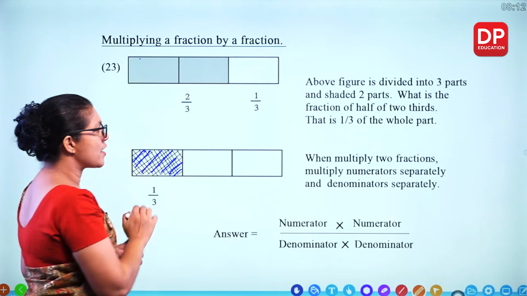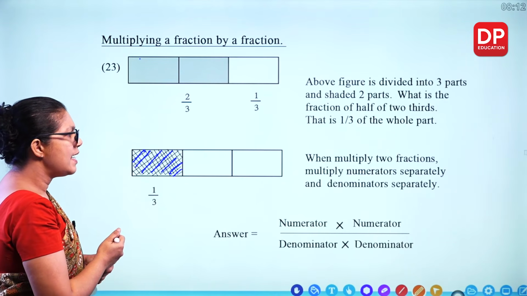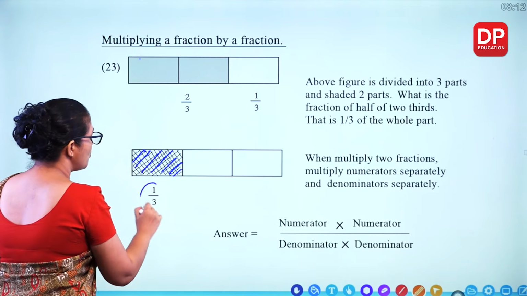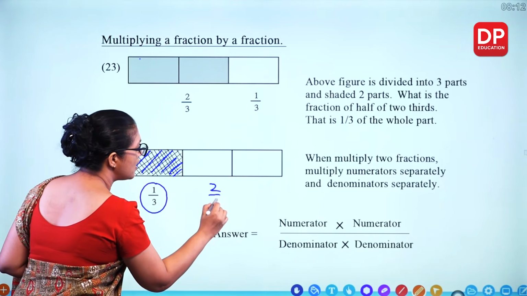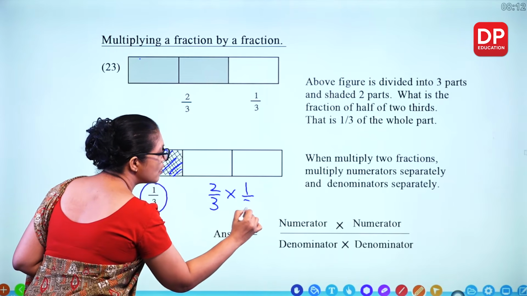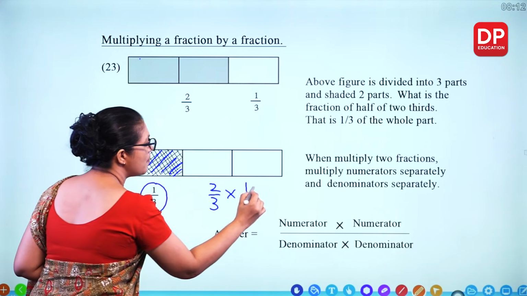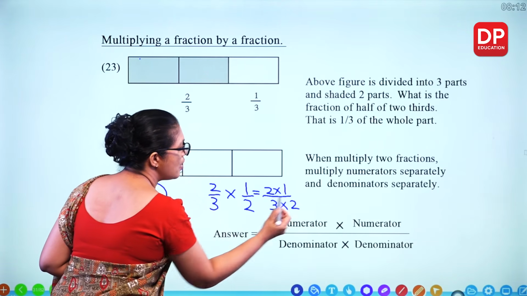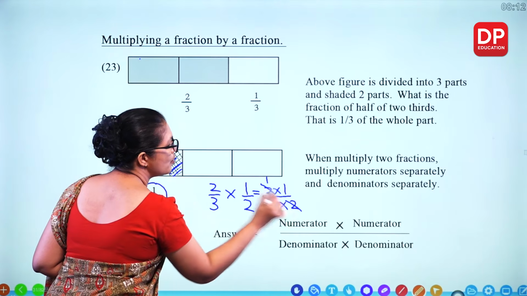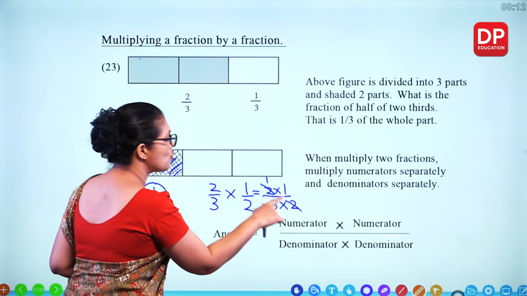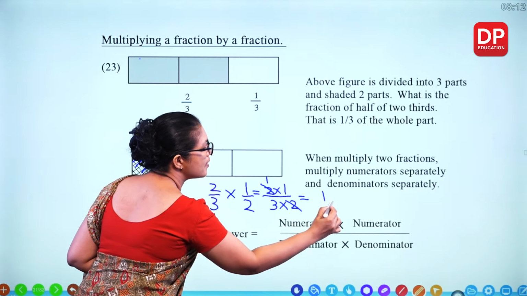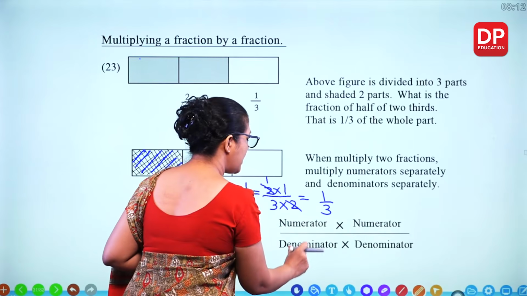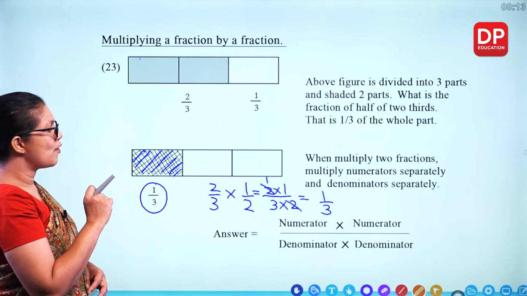When you multiply two fractions, multiply numerators separately and denominators separately. So this answer you get by 2/3 of half. So when you multiply numerator 2 times 1, denominator 3 times 2 and 2, you can cancel out these 2 and you get 1/3 as the answer. So what you do? Numerator multiplied by numerator and denominator multiplied by denominator.